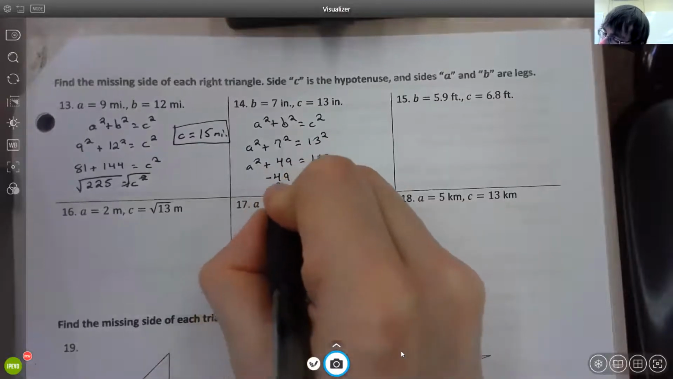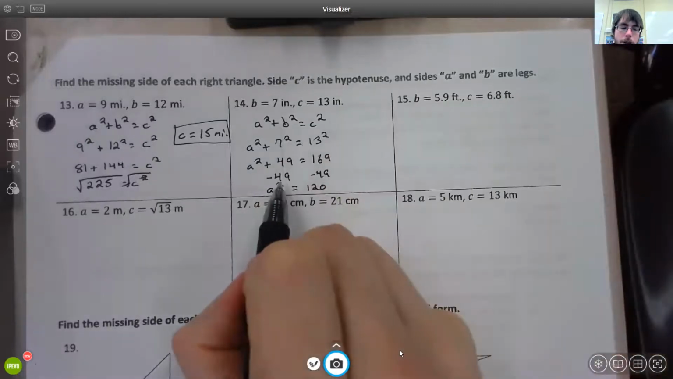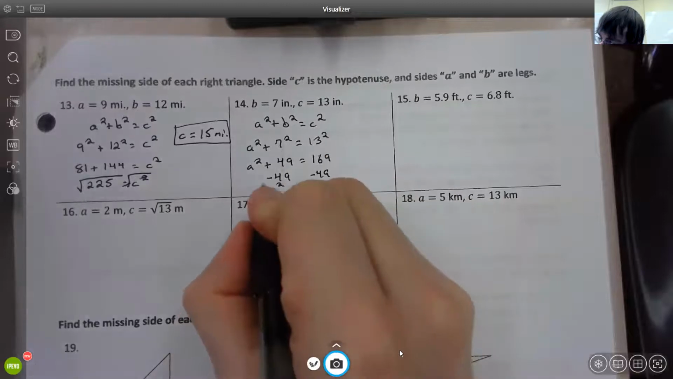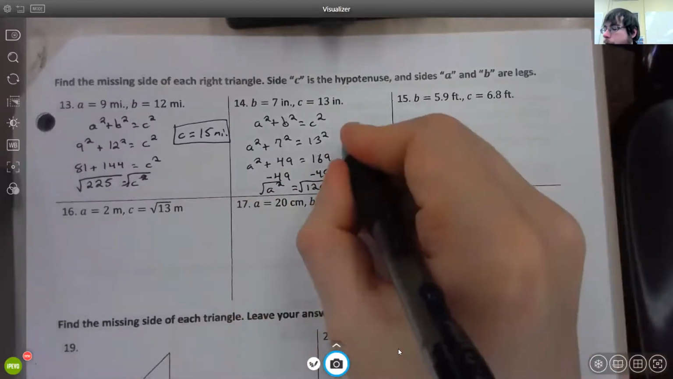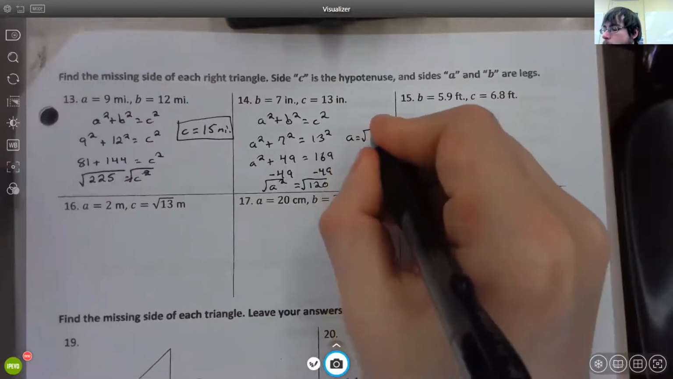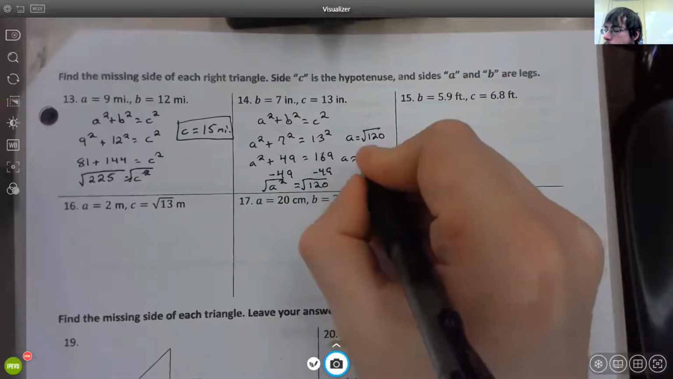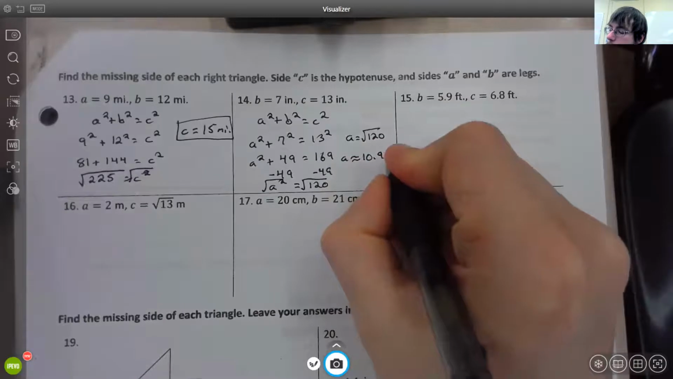So you get a squared equals 120. Just like before, we have a squared here, so we need to square root a squared. What you do to one side, you do to the other. And you get that a is equal to root 120, or in decimal rounded to the nearest hundredth is 10.95.